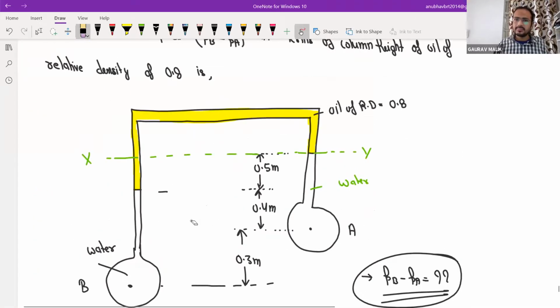In such a manner, after a long struggle, you will calculate. Head means density rho of oil into g. That is head now. So you will calculate P by.